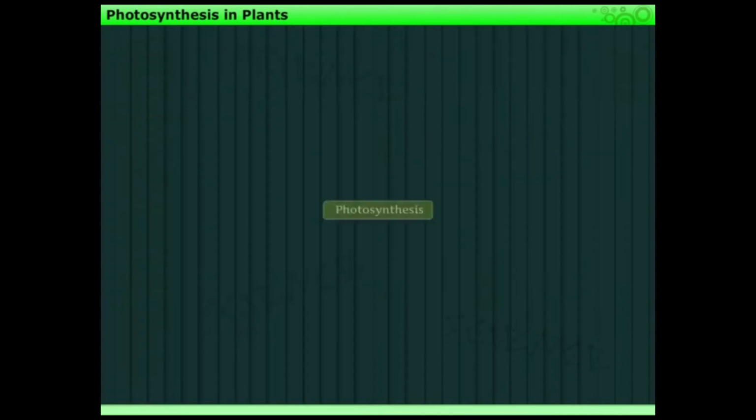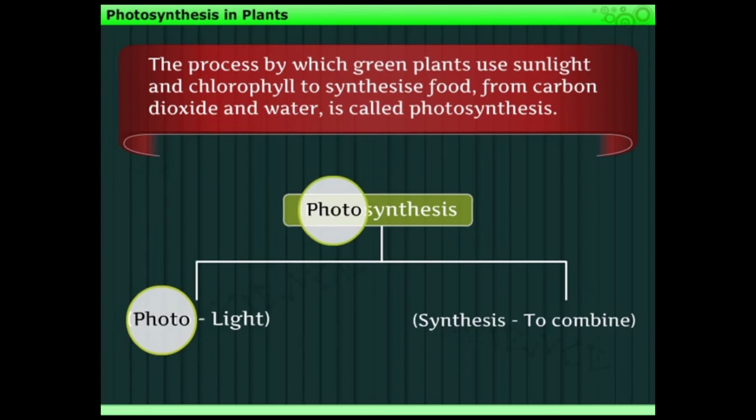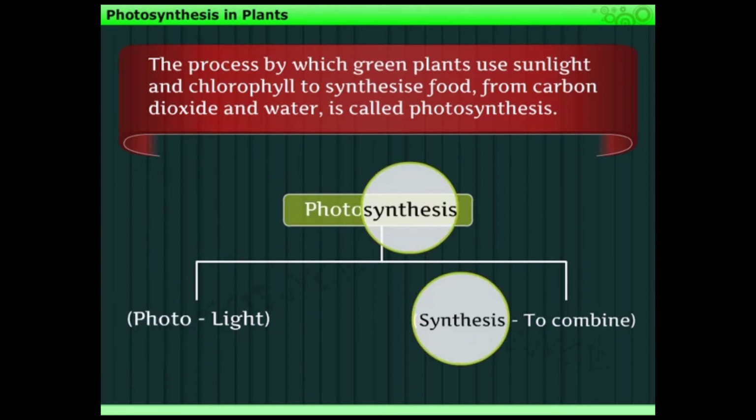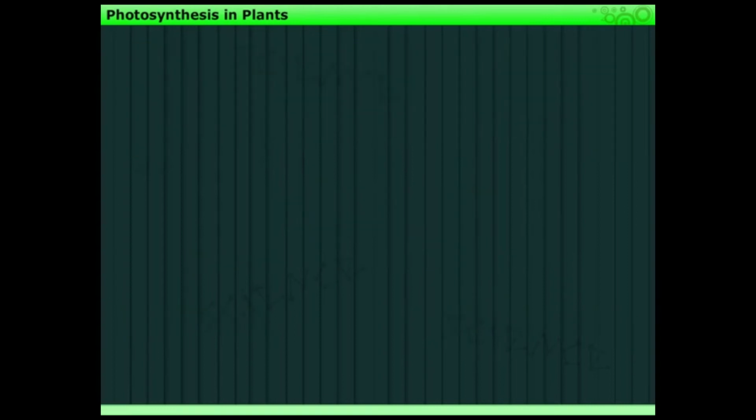Do you know what is photosynthesis? The process by which green plants use sunlight and chlorophyll to synthesize food from carbon dioxide and water is called photosynthesis, where photo means light and synthesis means to combine. This process can be represented by the following equation.